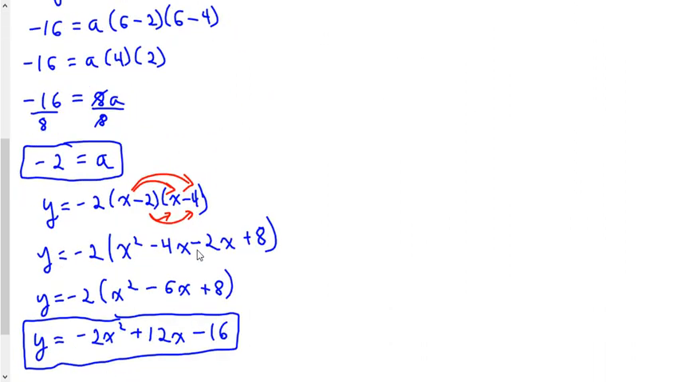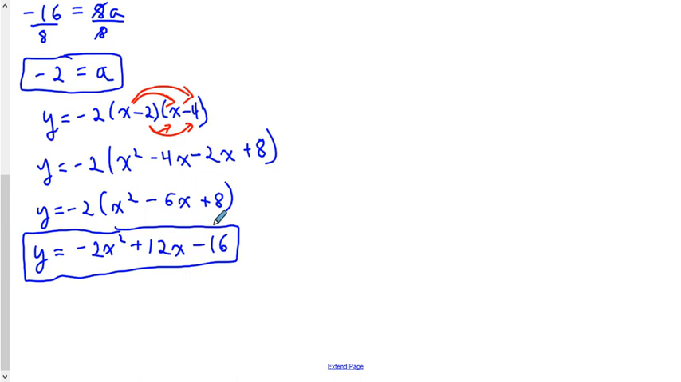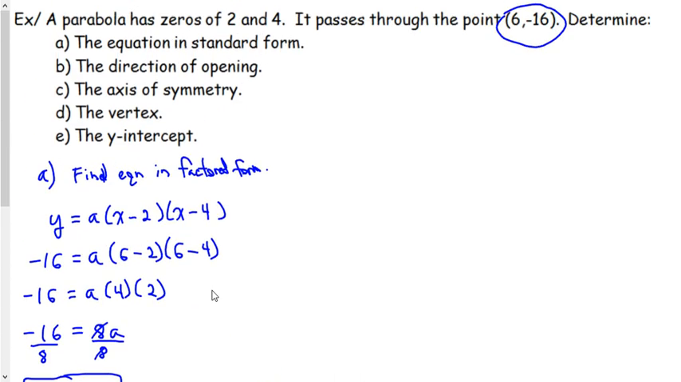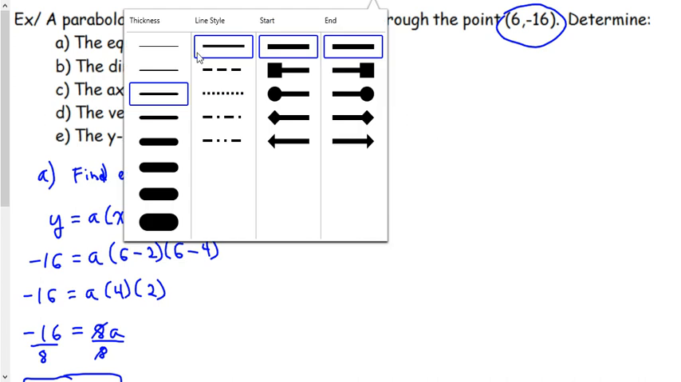And then we just multiply through the brackets to turn our equation into standard form. So far, so good. That's our biggest one though. Okay, let's move on to some quicker and easier ones. What's our direction of opening?